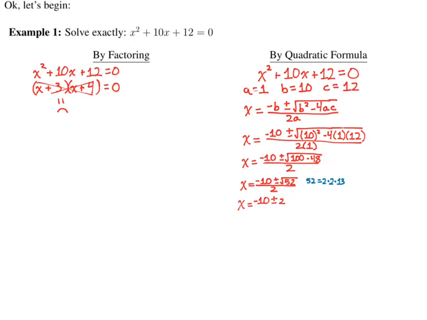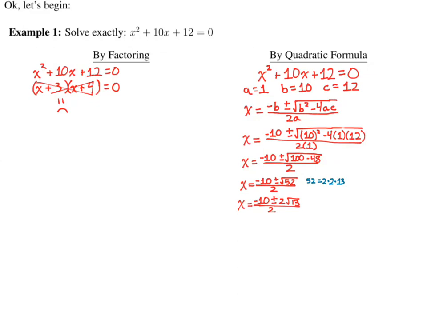So it's really negative 10 plus or minus 2 times the square root of 13 over 2. What I'm saying is what's being written. It's probably easier to just look at what's being written, though, in this case. We got a pair of 2's, so 1 comes out of the square root.